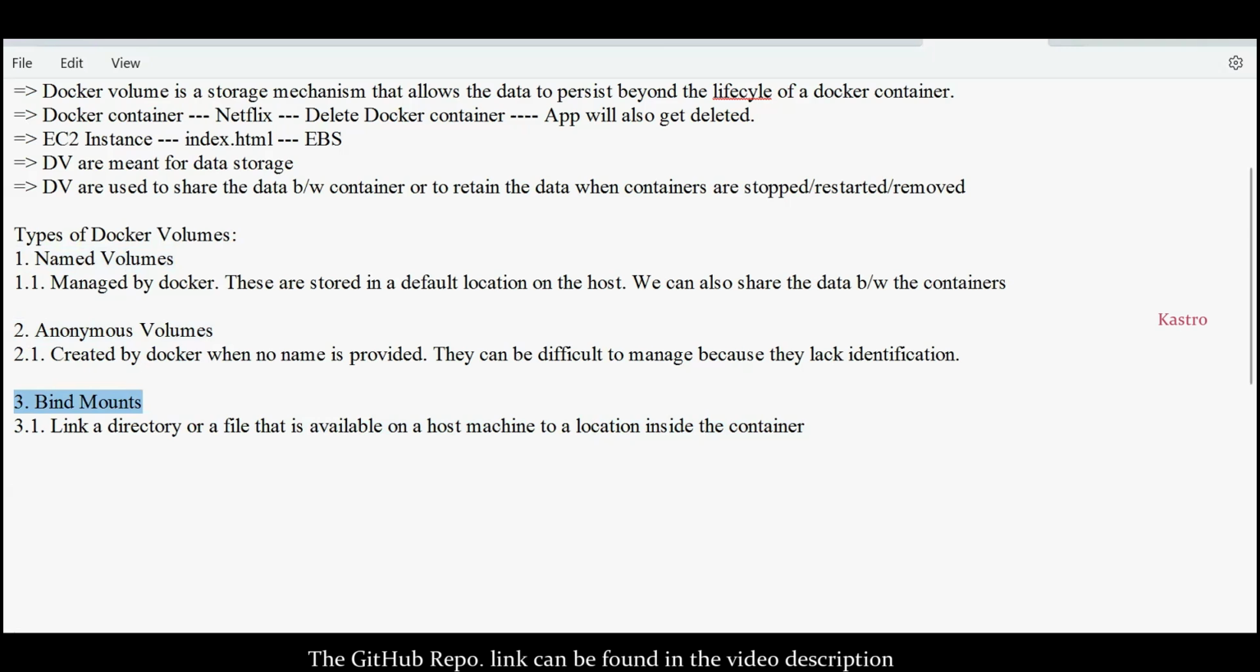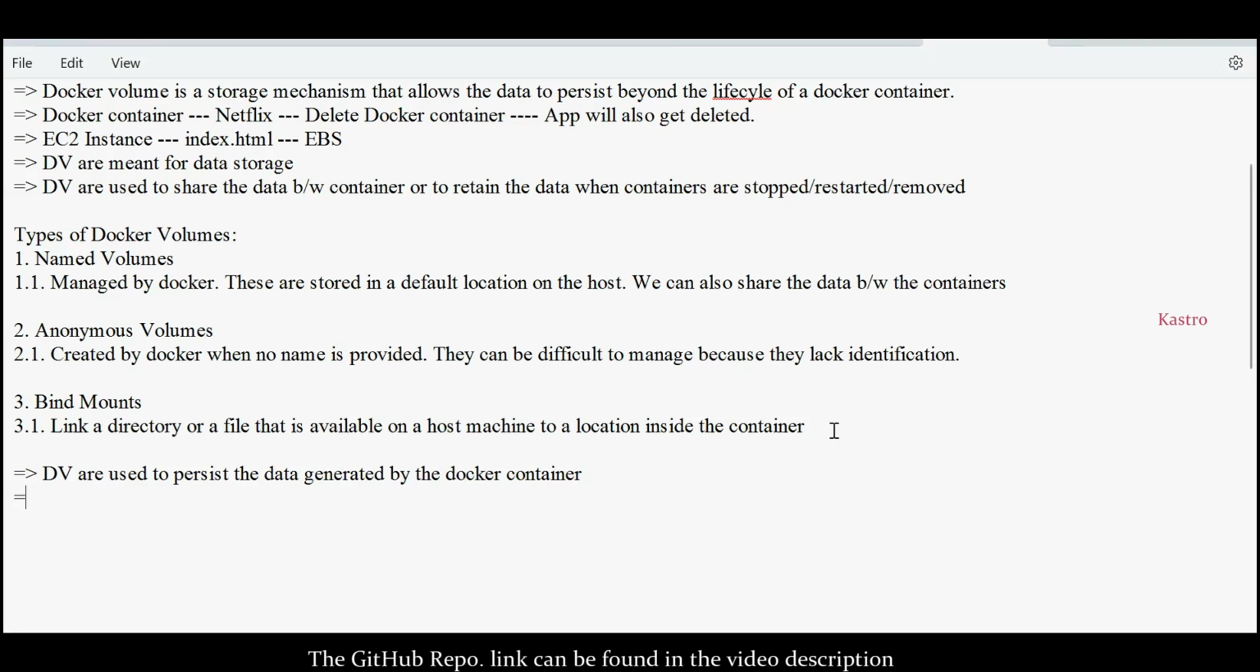Now, by using Docker volumes, what exactly are we going to do? Docker volumes are used to persist the data generated by Docker containers. Persist means to retain the data; that is called persistence. So Docker volumes are used to persist the data that is generated by the Docker container. That's one of the advantages of working with Docker volumes.